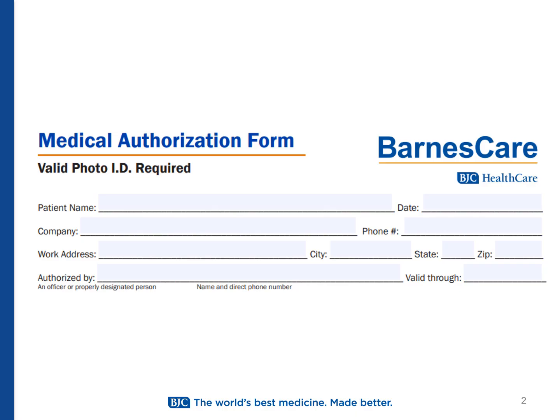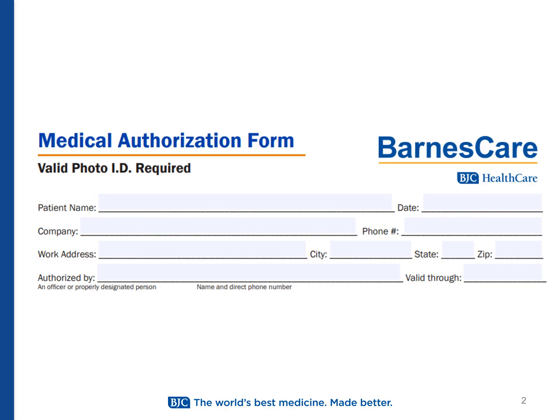The authorized by line is critical. This should be the person who is financially responsible for the visit. Typically, this is a supervisor or HR representative. Always include their direct phone number, not a general company line. This allows us to reach the correct person quickly if questions arise.